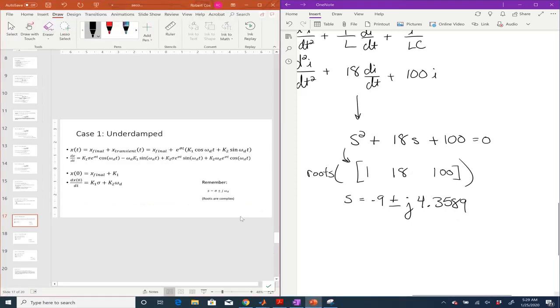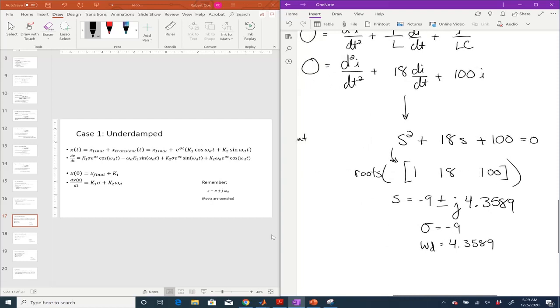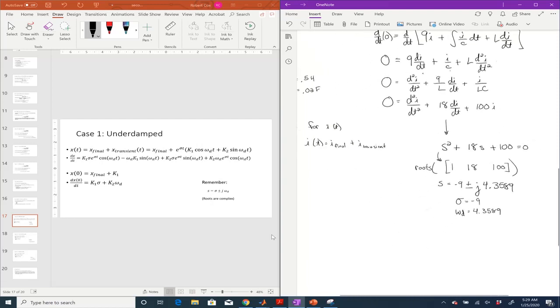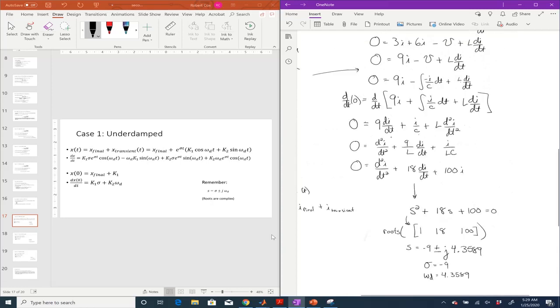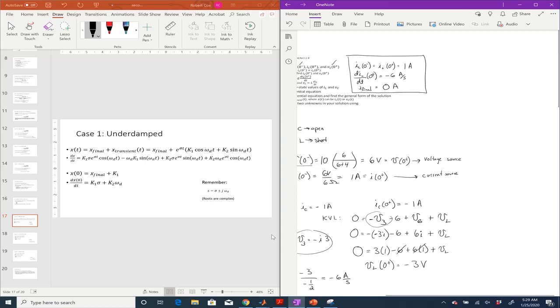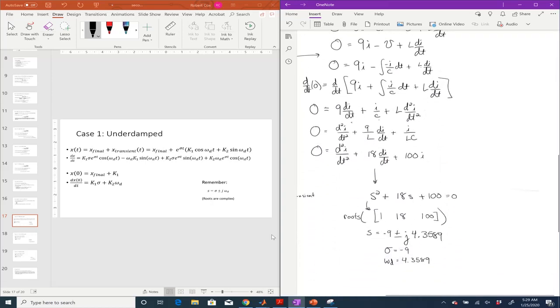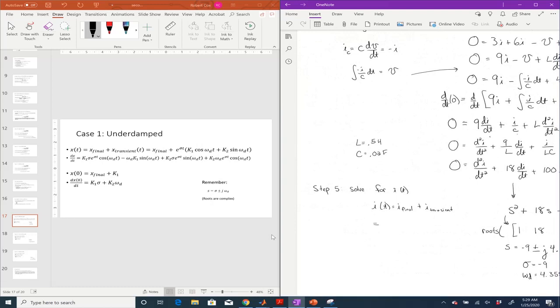When I'm underdamped, this is the form of my solution. We said s equals sigma plus minus j omega d. So I can see from this that sigma is -9 and omega d is 4.3589. Using that, I can start plugging stuff in. So what was I final? I wrote that down from before. I final was 0 amps.